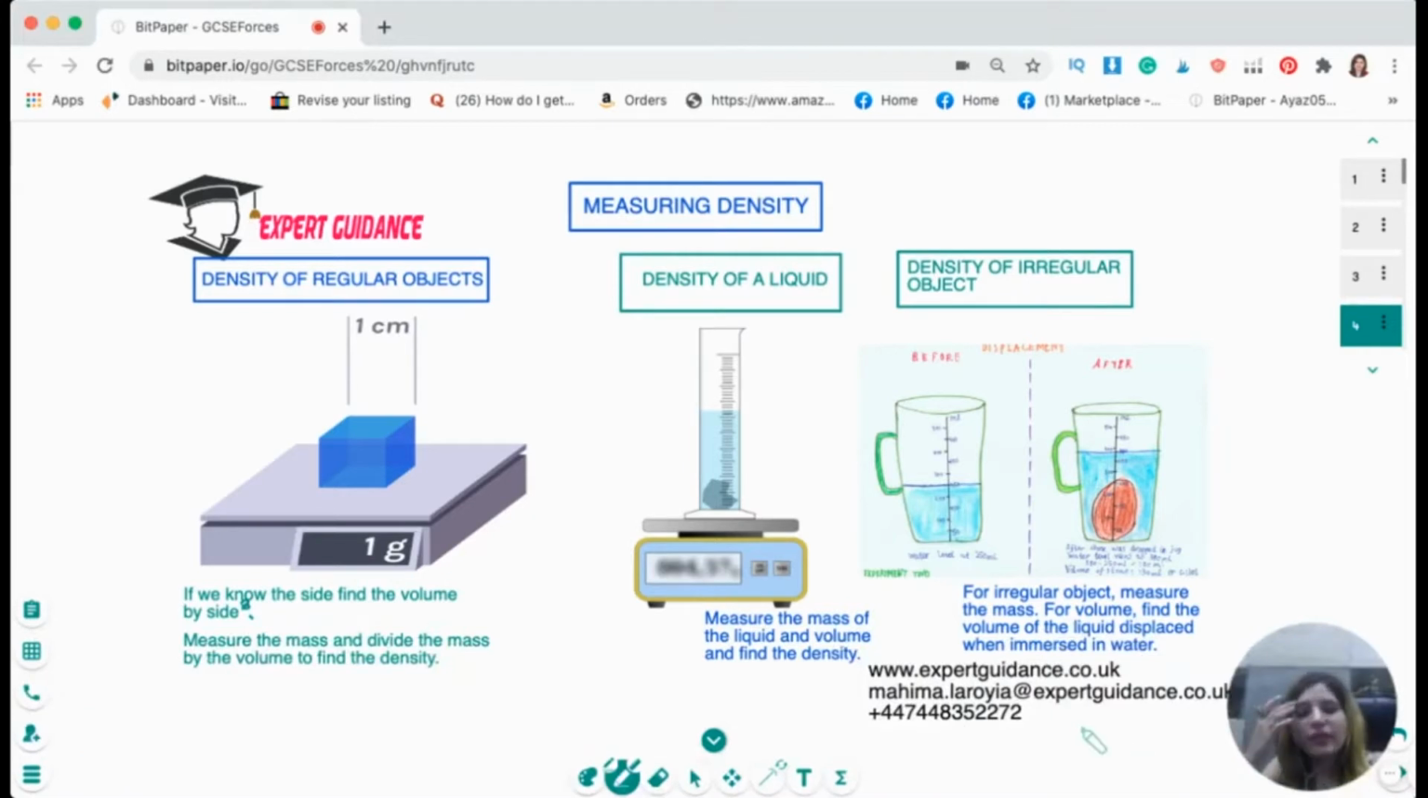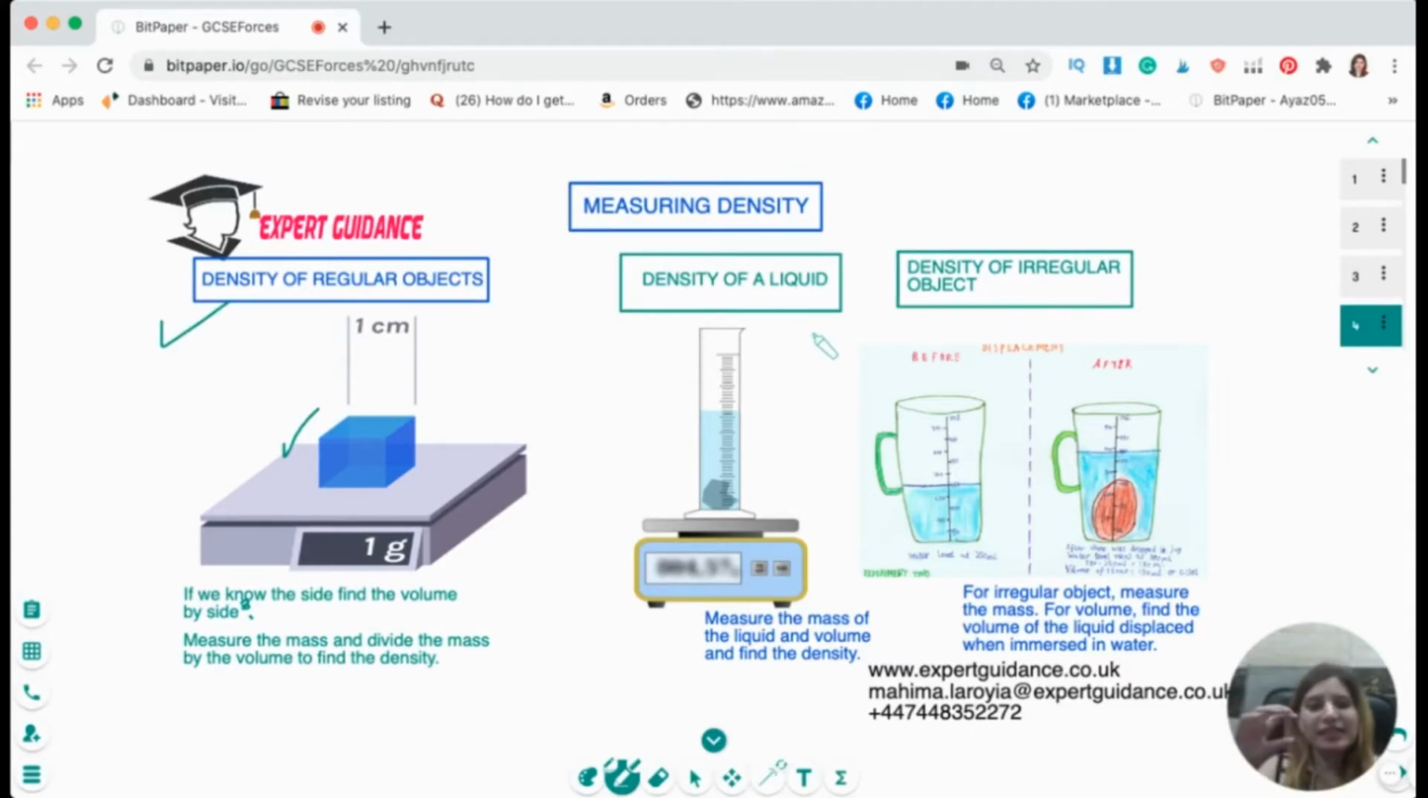Now, the next thing that we need to know is how do we measure the densities of different kinds of objects. We could have a regular object like this cube. What we can do is put it onto a weighing scale and measure the mass. If we know the side of the cube, then we can find the volume by doing side cubed, and then we can do mass over volume to find the density of a regular object.